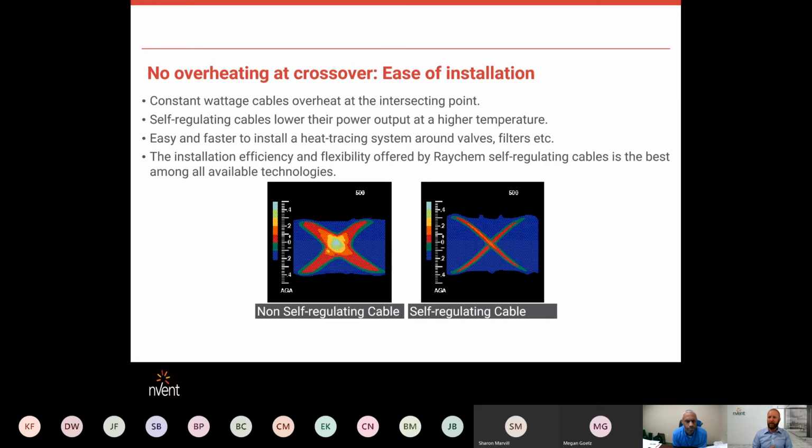So that's one of the great nuances of the self-regulating cables, that you can wrap it on top of each other. You don't have to worry about it laying next to each other, crossing over, whatever happens. Now, we do have some other technologies that we sell where crossing over is an issue, but with self-regulating it's not that problem.